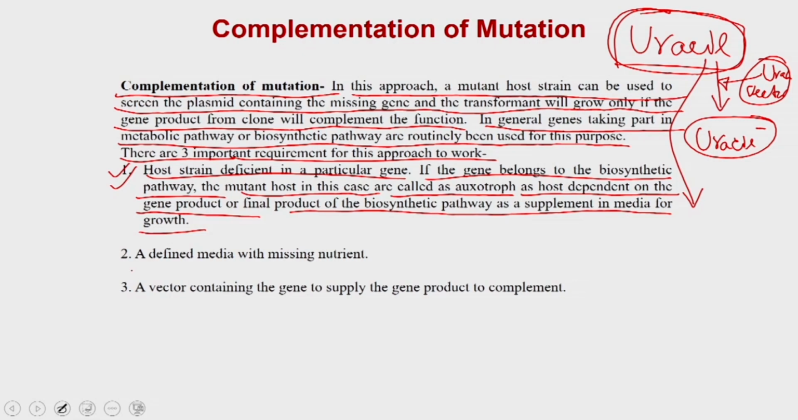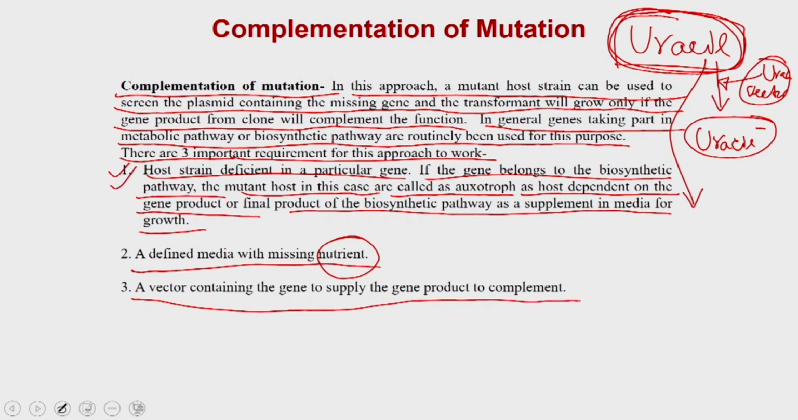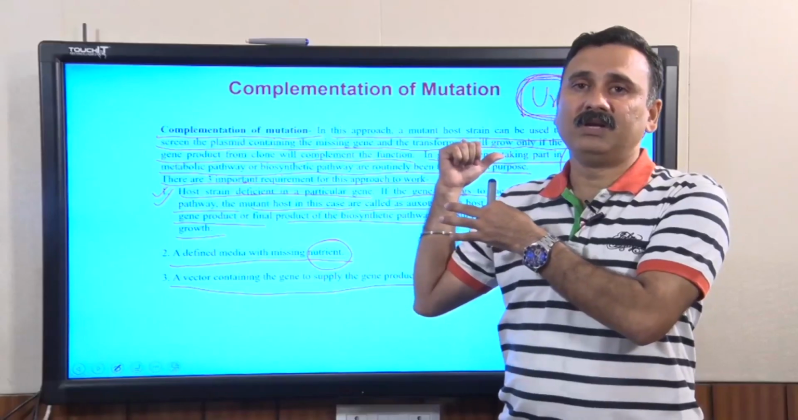The second is you should have a defined media which should not contain that particular nutrient which you are using for screening purposes, which means it is going to have the missing nutrients. And then the third is you should have a vector which could supply that particular gene product, which can supply this particular nutrient, so that you are going to do a complementation, and that is how the host which is going to receive this type of vector is going to survive in the media deficient in this important nutrient.